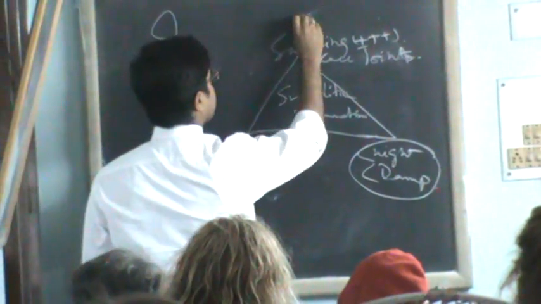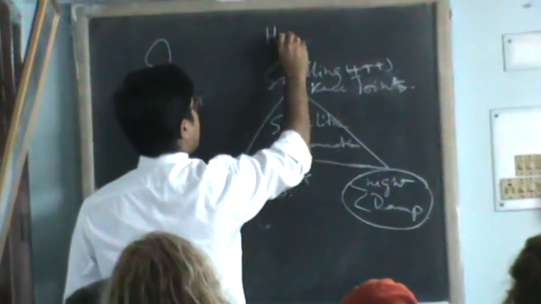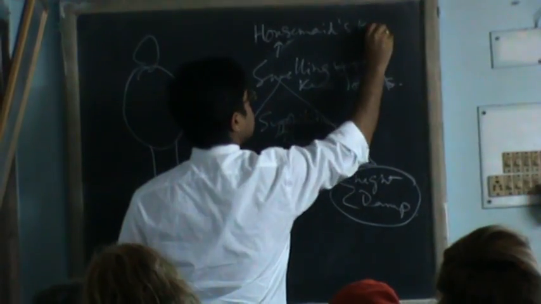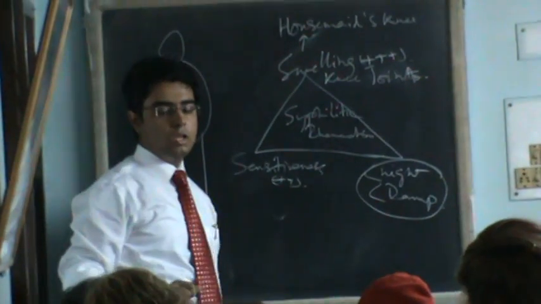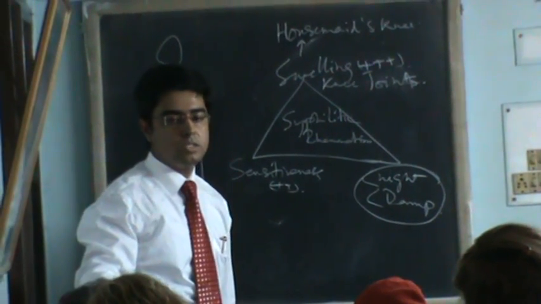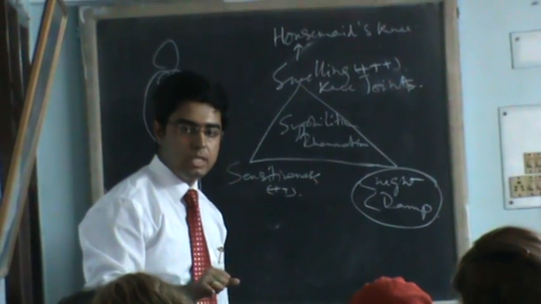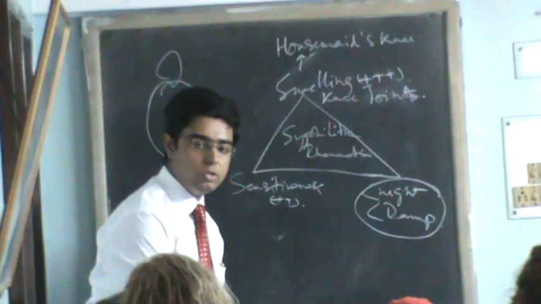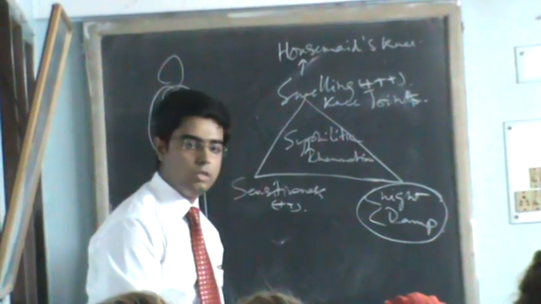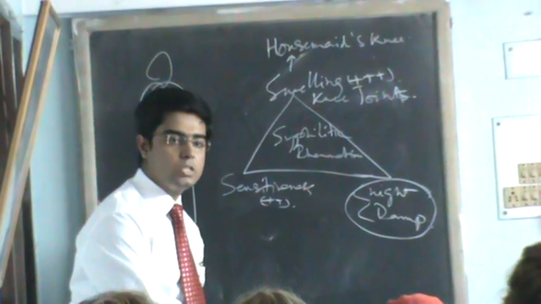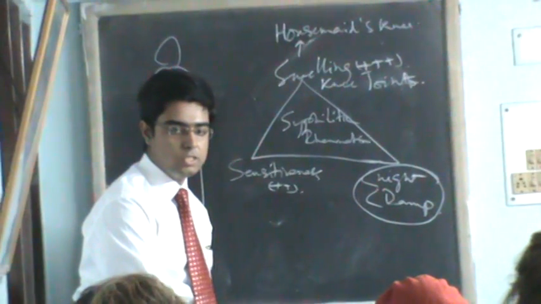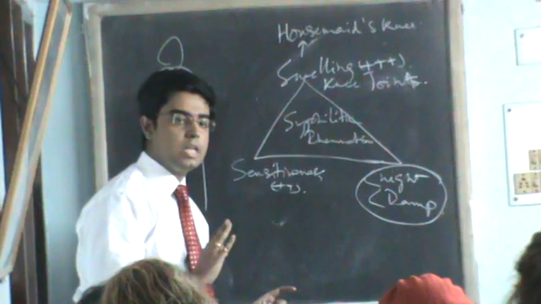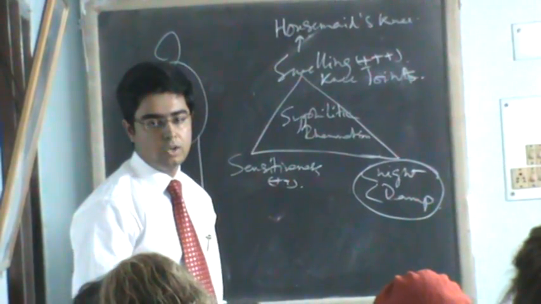This swelling in the knee joints we also know as housemaid's knee. Because generally housemaids walk on the ground and clean, so they are kneeling down on their knees, and it causes friction, resulting in inflammation. So there's lots of swelling in the knee joints. It's also known as housemaid's knee for Kali iod.